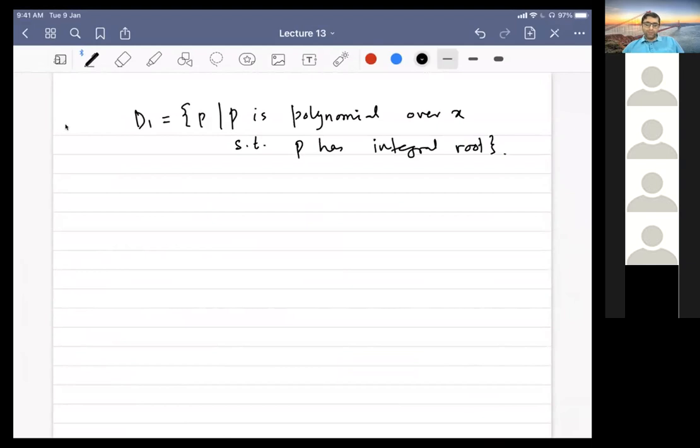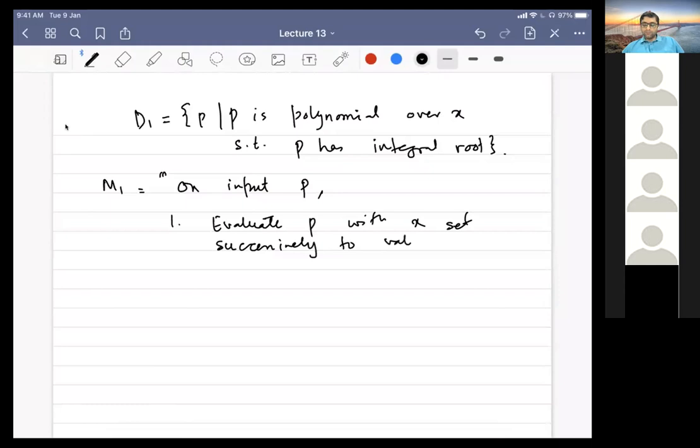So it's very easy to come up with a Turing machine. Let's consider M1. M1 is a machine. We say that on input P, so we know that P is a polynomial over a variable, do one thing. Evaluate P with x set successively to the values 0, plus minus 1, plus minus 2, plus minus 3, and so on and so forth. Since we are only interested in the integral roots, the root could be 0 or plus 1 or minus 1 or plus 2 or minus 2 or plus 3 and minus 3 and so on and so forth, right? So the roots are like this one.